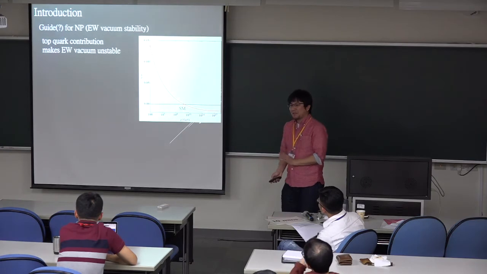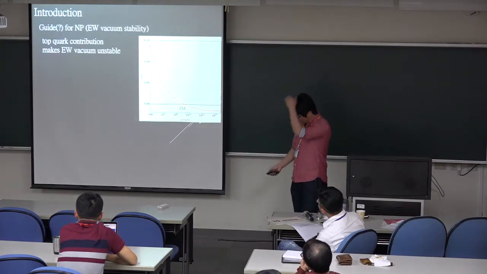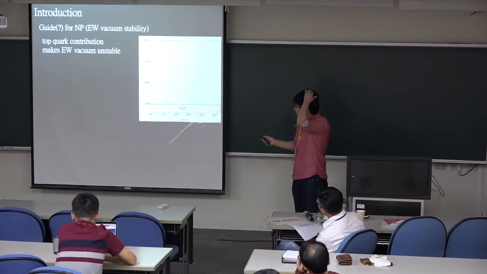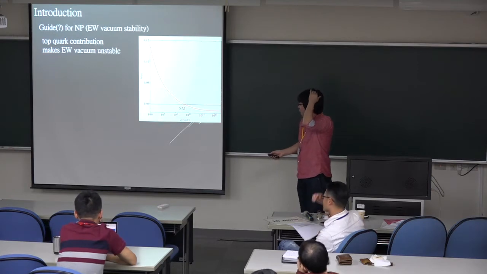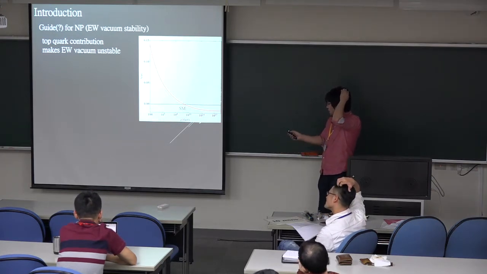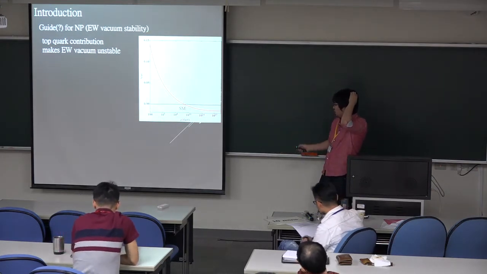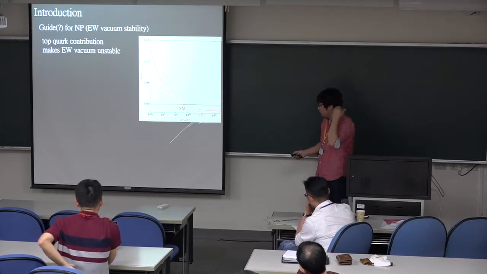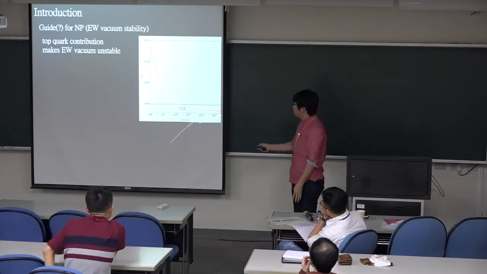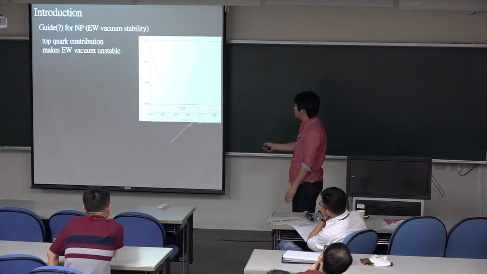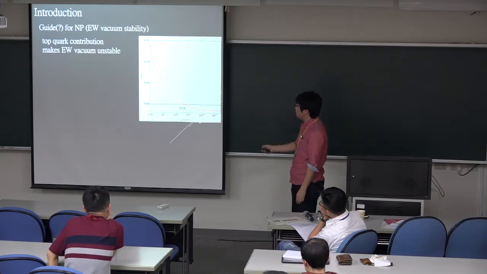There might be some guide for the new physics, which is nothing but the electroweak vacuum stability. You might have seen this kind of figure before. The horizontal axis is the renormalization scale, and the vertical axis shows the running Higgs quartic coupling.